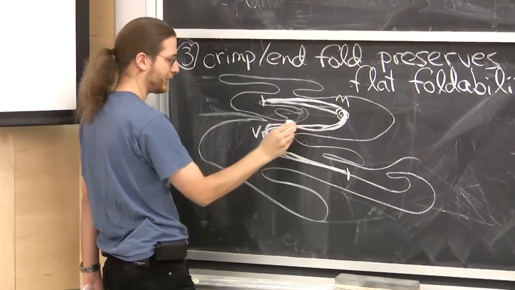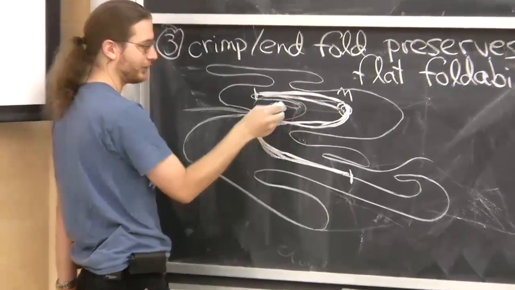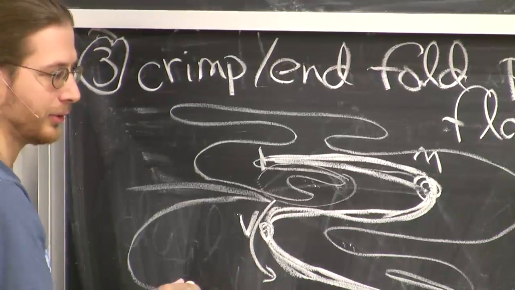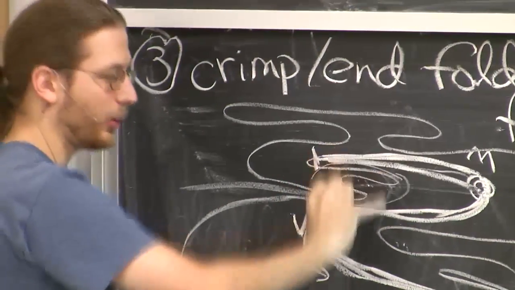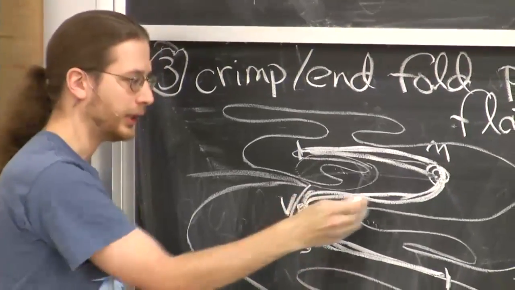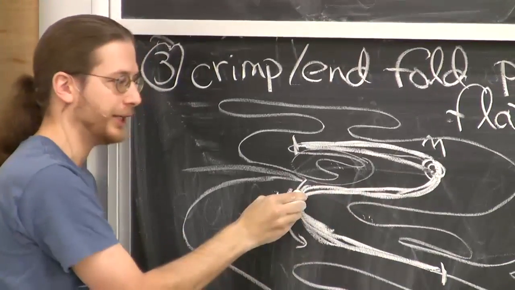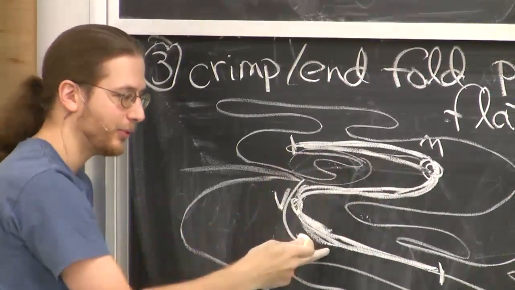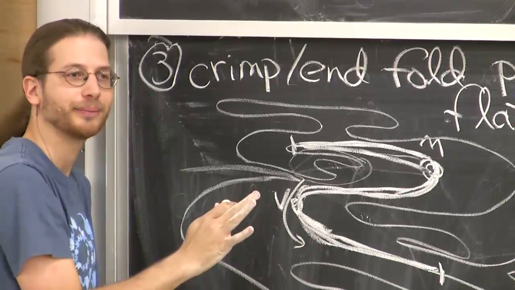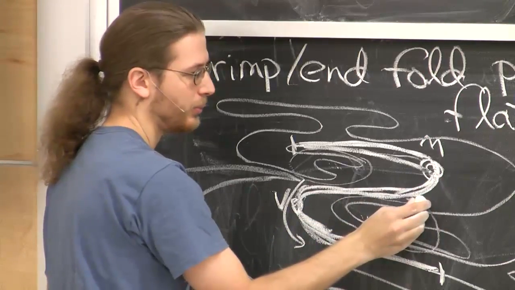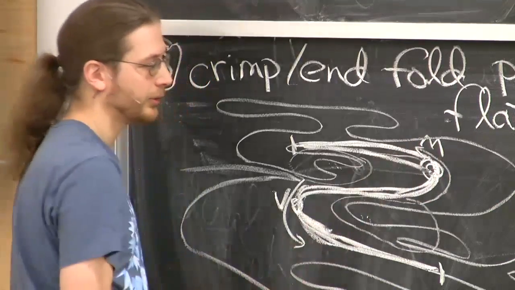Hopefully you can see it. So I'm going to take this part, which is inside the crimp, and move it down here. Just sort of lower those layers down to here. Now I know locally there's a fold right here. And so if I take all the stuff that's in here and move it down here, it will still be non-crossing. Okay, and then I take this stuff and I move it up here.